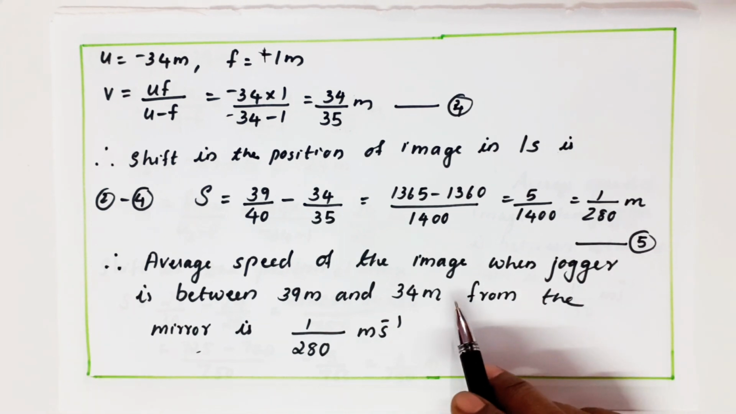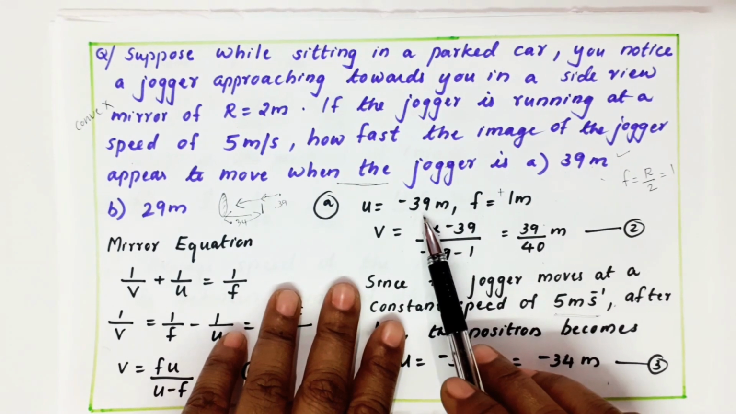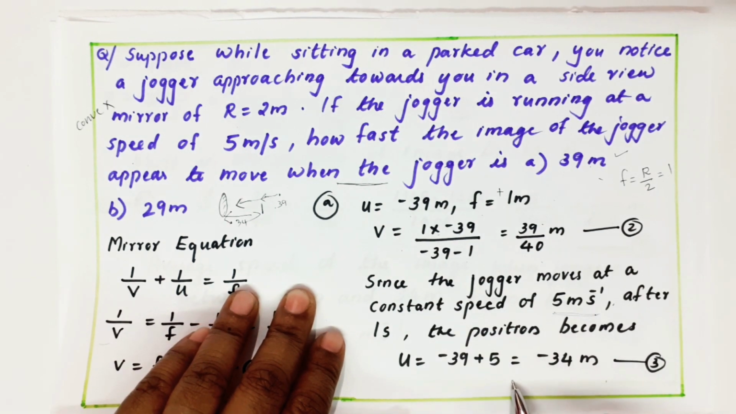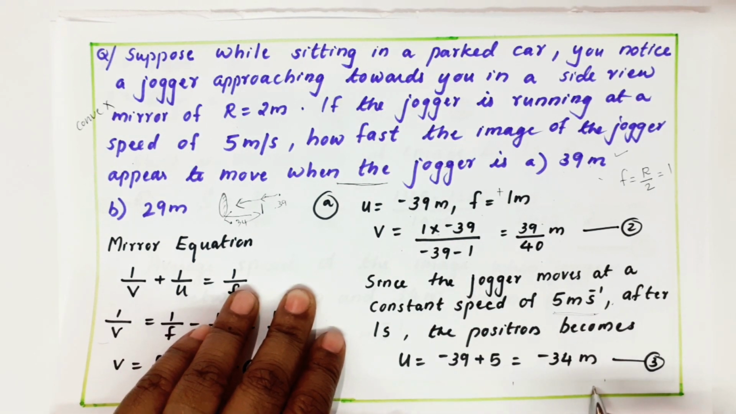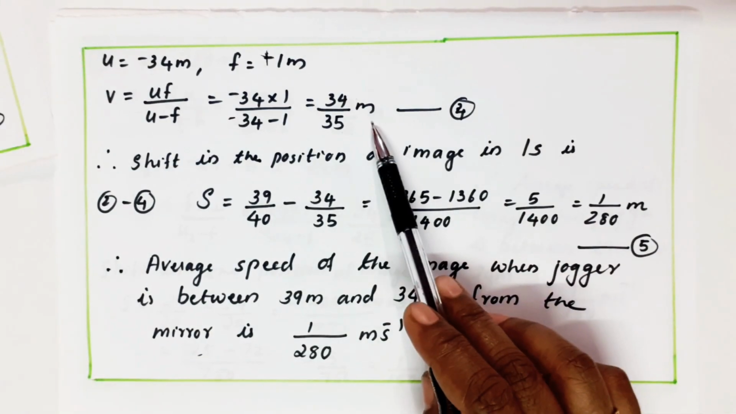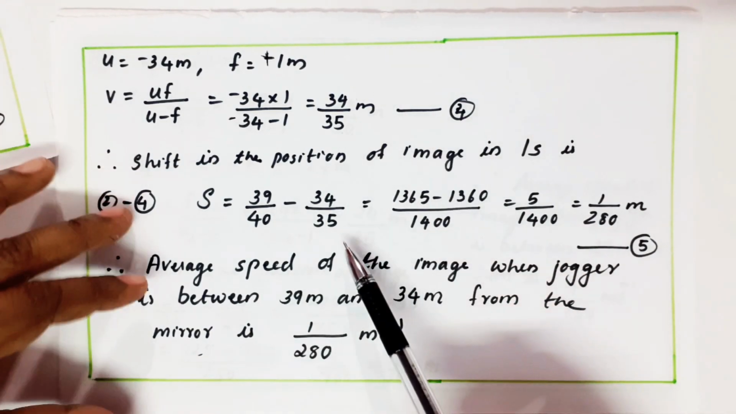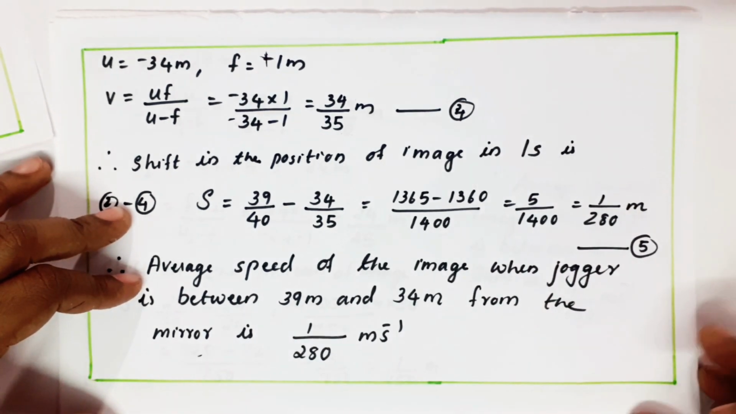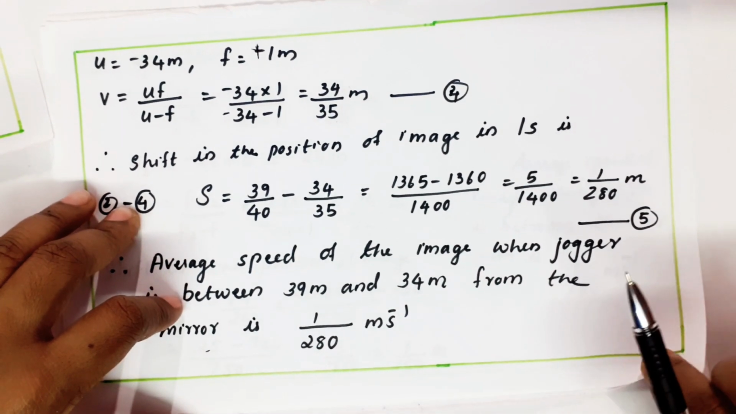What did we do? First we have taken the distance as minus 39. With that we found V. Then after 1 second it is traveling to a distance of minus 34. Then you find out what the image is. Then you find what the shift in the position is. After finding the shift, if you divide that by time, we get the average speed.